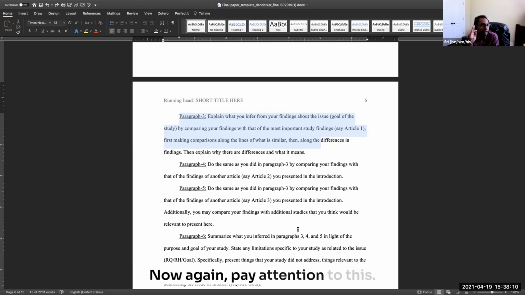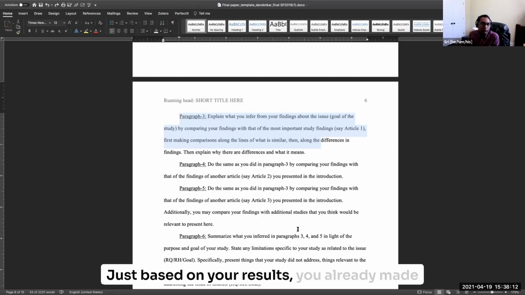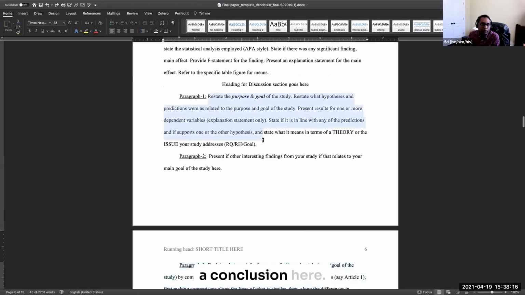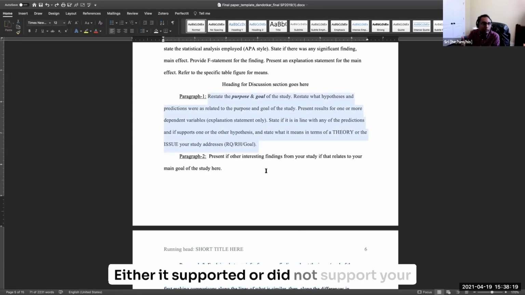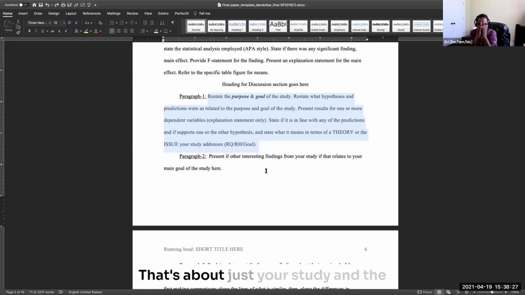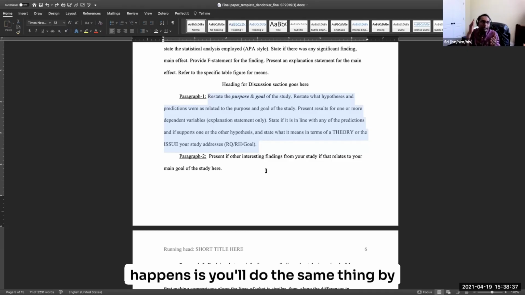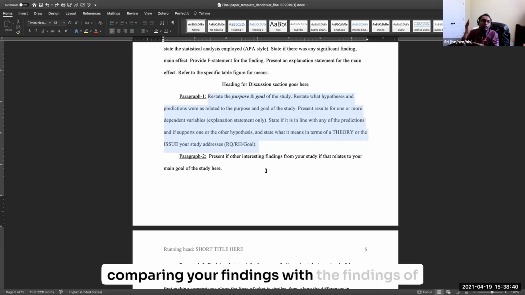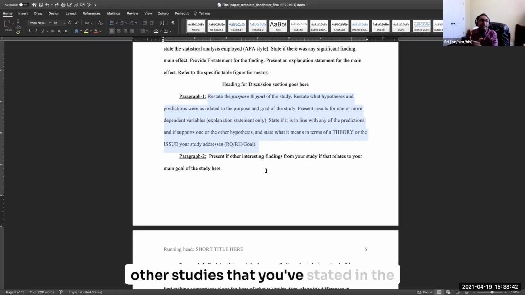Now, again, pay attention to this. Just based on your results, you've already made a conclusion here, right? Either it supported or did not support your hypothesis, right? Then you can elaborate on what your main goal is, what it means. That's about just your study and the conclusions of your own study. Now, what happens is you'll do the same thing by comparing your findings with the findings of other studies that you've stated in the introduction. That's what the discussion is. Again, I'm going to repeat now.